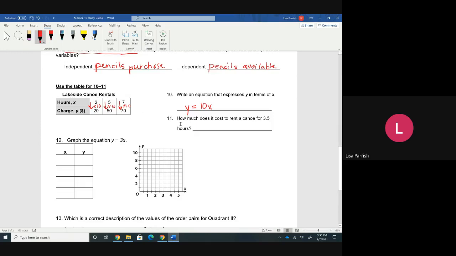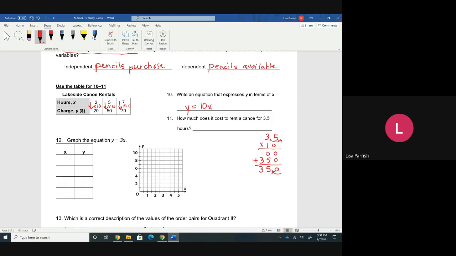Now, knowing that, question 11 says, how much does it cost to rent a canoe for 3.5 hours? So pretend that you put 3.5 up here in the table. We know our rule is times 10, so all you have to do is multiply. I'm going to go to the side and multiply 3.5 times 10. So that would be 5 times 0 is 0, 0 times 3 is 0, drop a 0, 1 times 5, 1 times 3, add that up. Don't forget your decimal. Move out, move in.